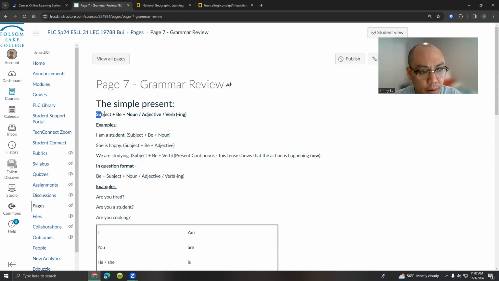Now the formula, when you're looking at the simple present with the verb be, is: you'll notice it is subject plus the verb be, and then a noun, adjective, or verb plus ing. And so you always start a sentence with a subject, right? The subject is the person doing the action, or the sentence is about the subject, okay?